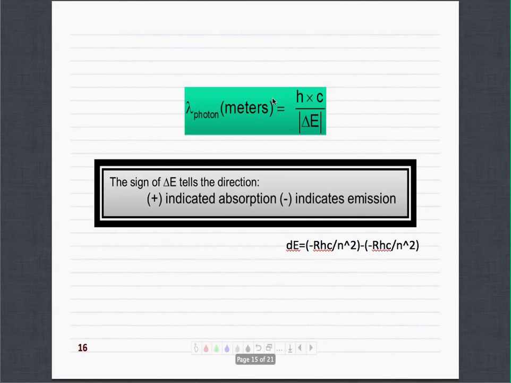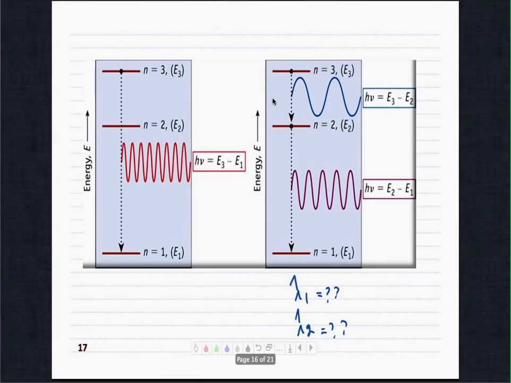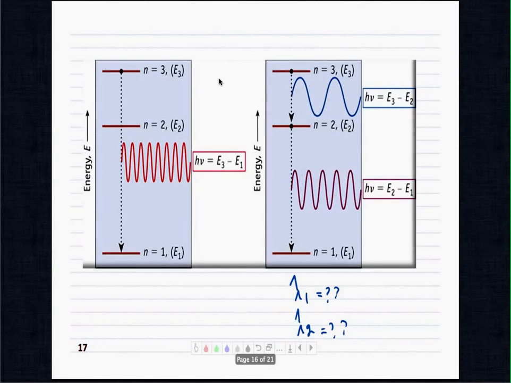So, here is a transition. We have two arrows in this one, so we excited the atom in here, and we see two transitions. I'm going to call this transition A, and this is transition B. Okay? Which one would have a longer lambda, A or B? Think about it. Take a minute and think about it.